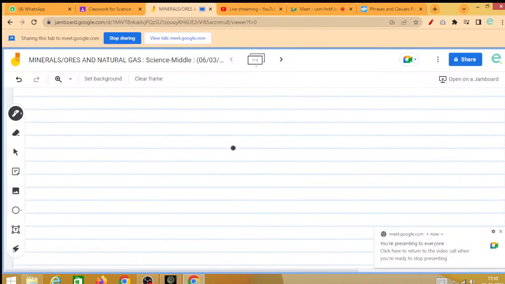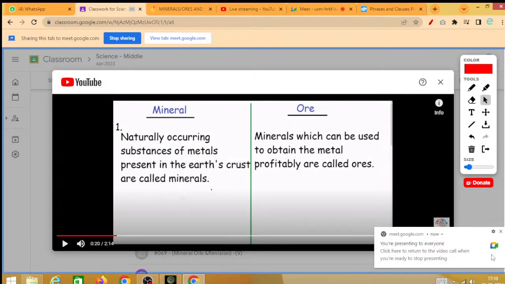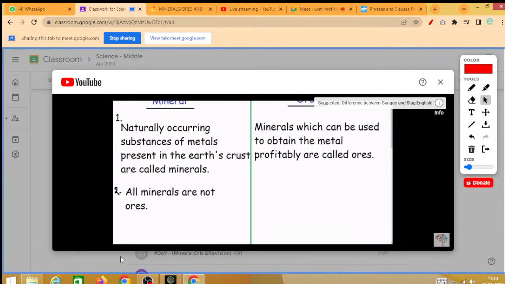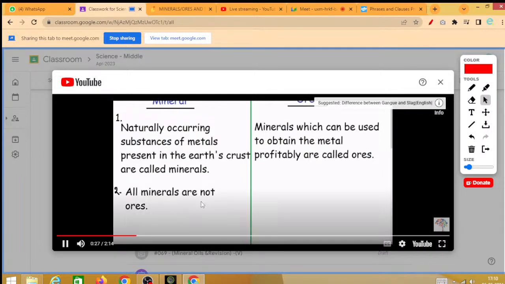Okay, so now let's go ahead. Yukti, your turn. So have you made this table? Mineral and ore. Make the table. First difference: minerals which can be used to obtain metal profitably are called ores. The next point which I'm going to write is: all minerals are not ores, but all ores are essentially minerals.